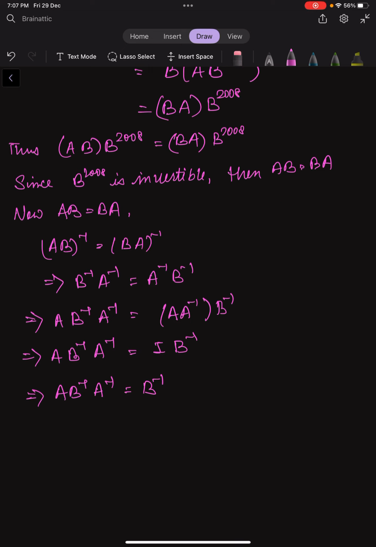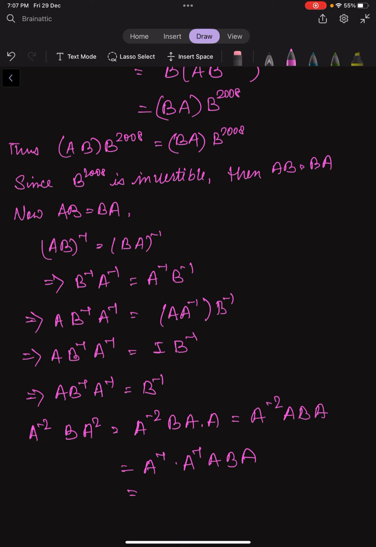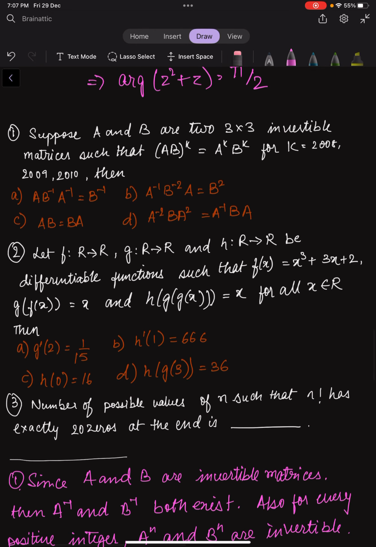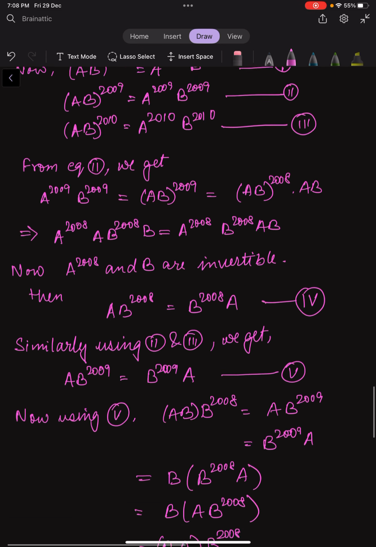And finally we have A^(-2) B A^2 is equal to A^(-2) B A into A, which is equal to A^(-2) A B A, which is equal to A^(-1) A^(-1) A B A, which is equal to A inverse B A. So we look back at our options and we find that option A, option C and option D are correct. Now let's go solve the next problem.